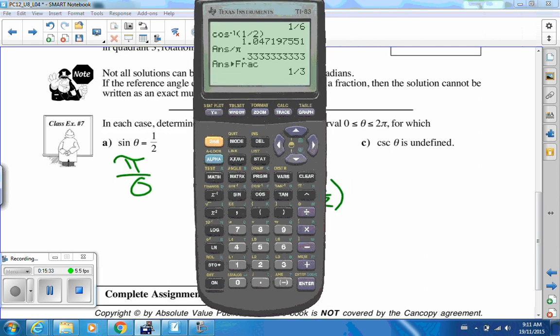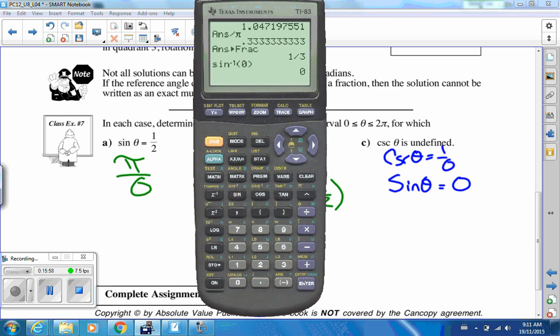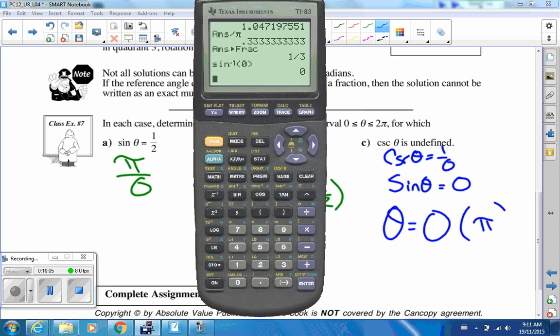Again, cosecant is undefined. I say that's silly. What I really care about here is cosecant theta equals 1/0. Sine theta is the reciprocal of that piece, which would then be just 0. And then I can go sine inverse of 0. That gives me 0. So theta is 0. Or technically pi.